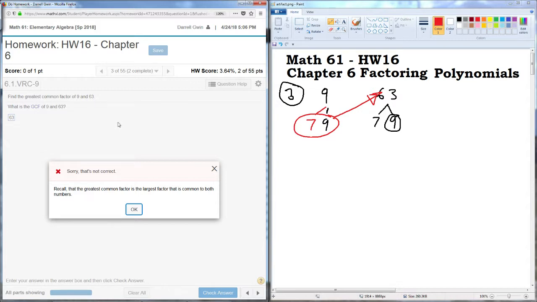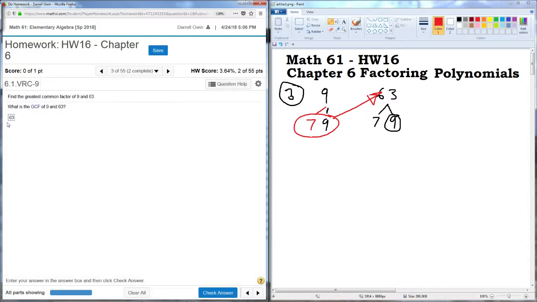Oops, that was dumb. It was 9. This is a lowest common multiple. LCM equals 63. No.